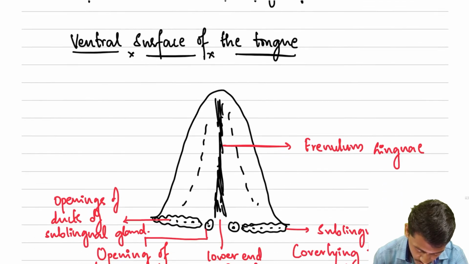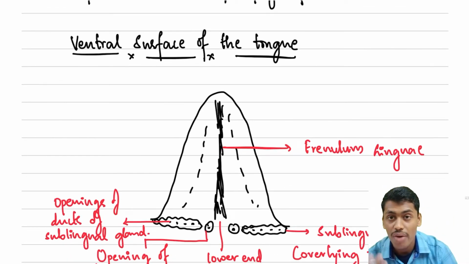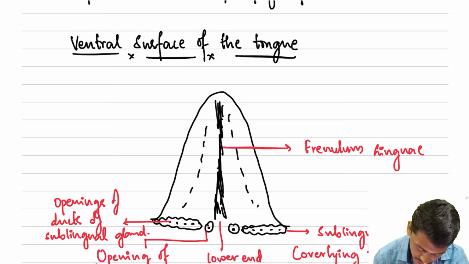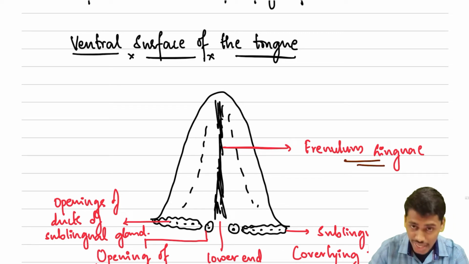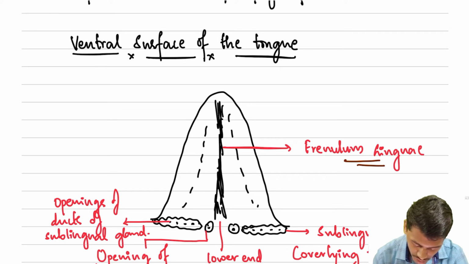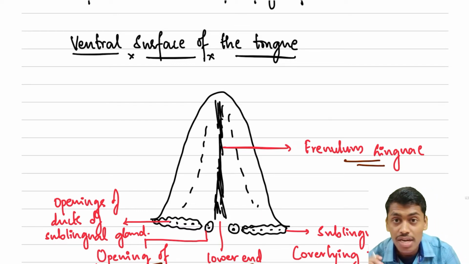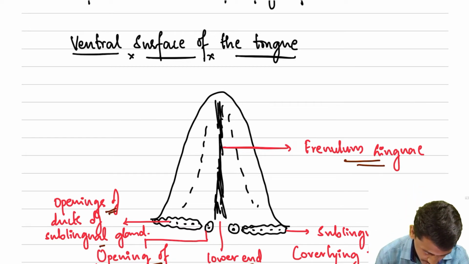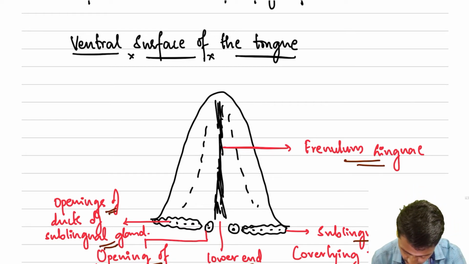Now moving on to the ventral surface of the tongue. What do we have on the ventral surface? When you elevate the tongue, on the ventral surface you can see the frenulum linguae in the midline. At the lower end of the frenulum, you can also see the openings of the submandibular ducts. Lateral to it you can see the openings of the sublingual glands, and also the sublingual fold, which is overlying the sublingual gland.